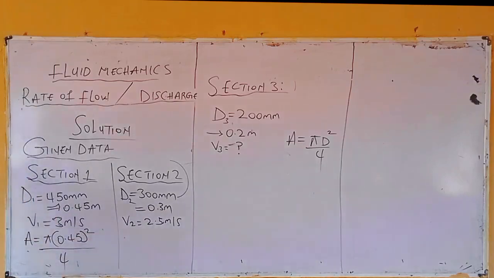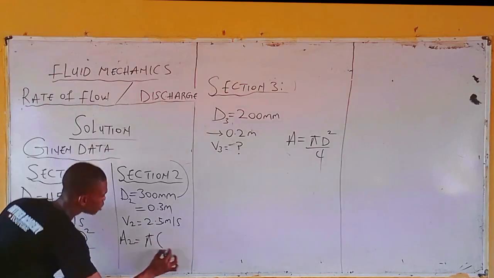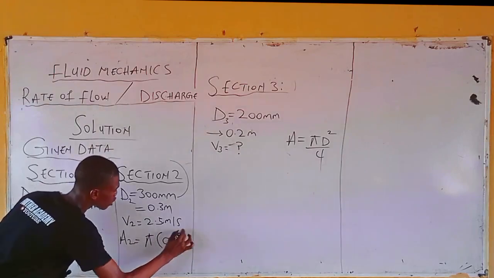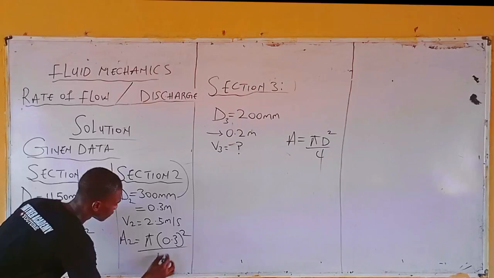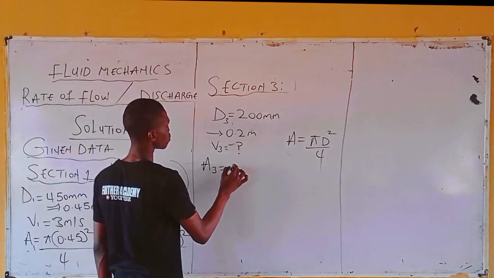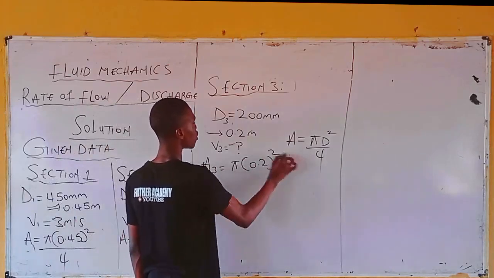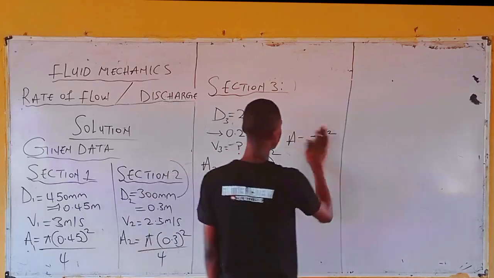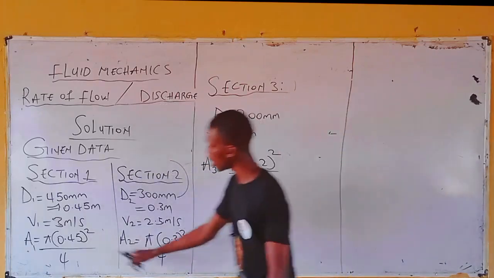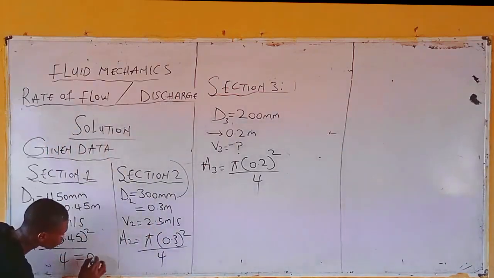What's the answer? Similarly, for section 2, A2 is equal to pi, all into bracket, 0.3 squared, all divided by 4. Then lastly, for section 3, A3 is equal to pi, all into bracket, 0.2 all squared, divided by 4. What's the answer to this? A1 is equal to 0.159 meters squared.